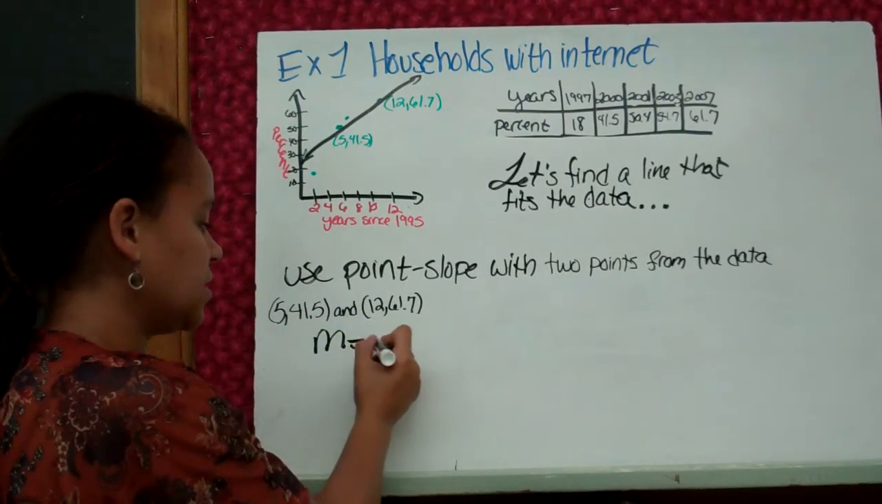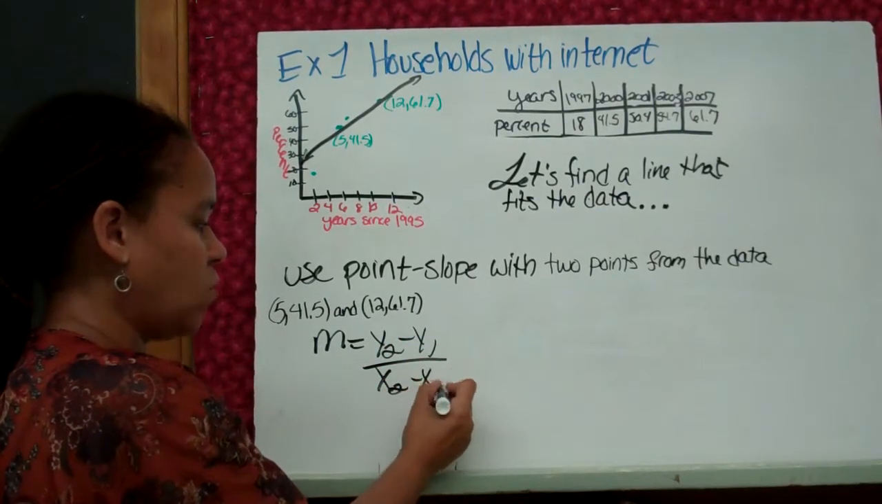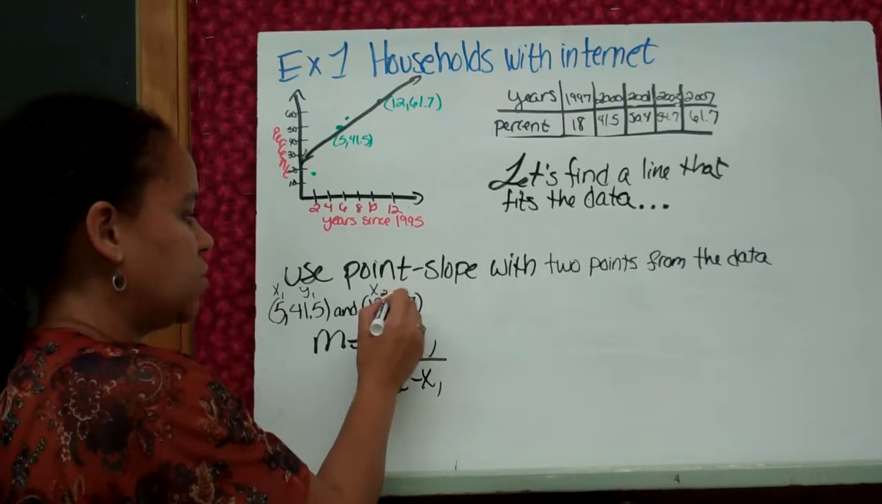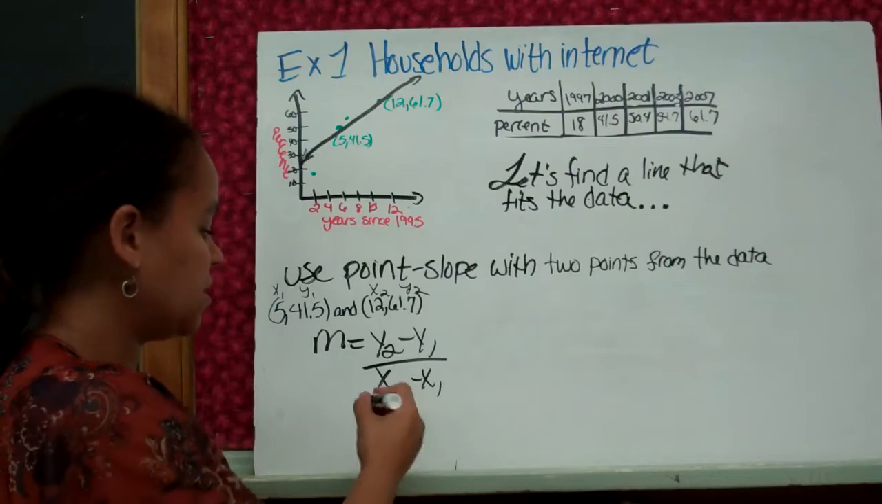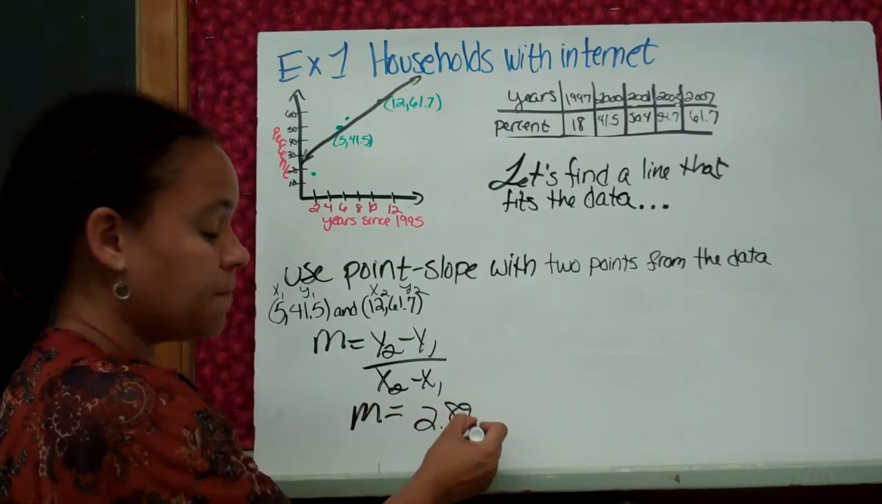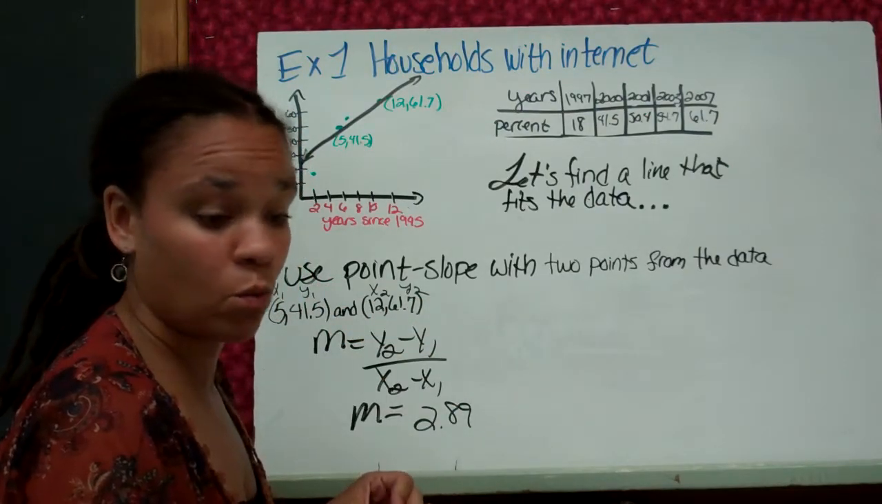First, you'll want to find your slope, y2 minus y1 over x2 minus x1. Of course, we're going to do that. This will be x1, y1, x2, y2. And once you find your slope, your slope should be about 2.89. So you have a slope and you have a point. You have 2 points. You can choose whichever one you want.